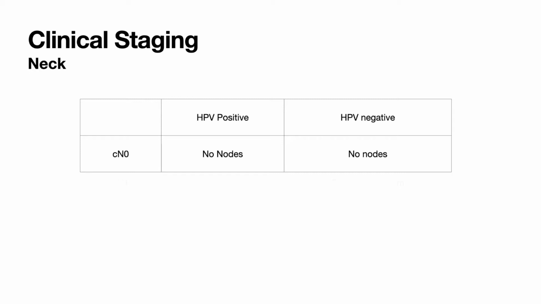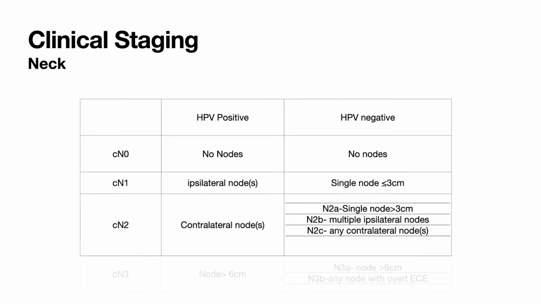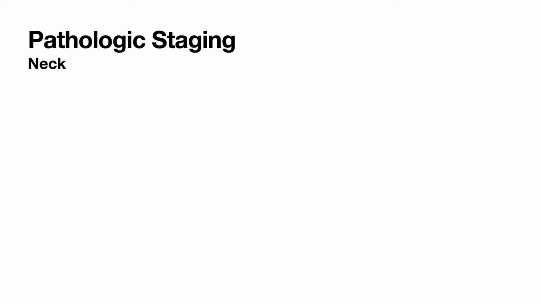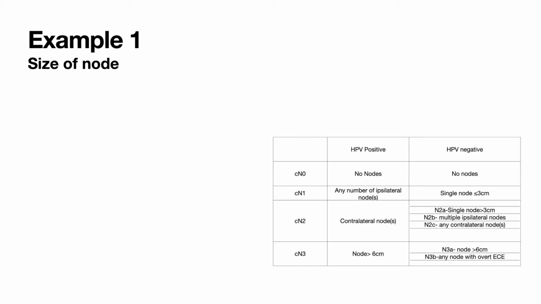So this is in table format. Just going to leave it here so you can pause and look at it. This is for clinical staging, and this is for path. So let's do a few examples to drive this home.